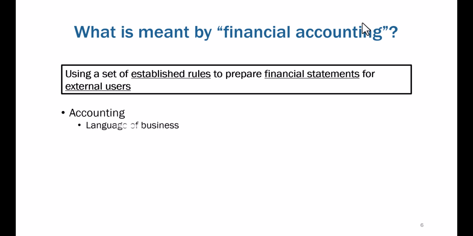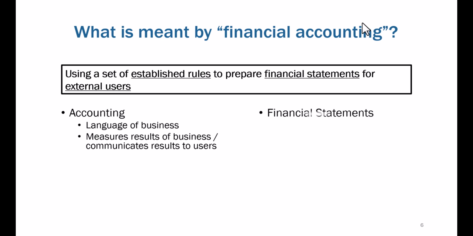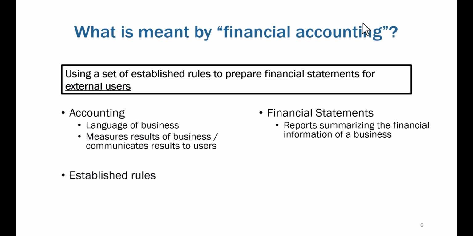Oftentimes accounting is described as the language of business. It is putting some information that we can understand to business activities. Oftentimes we are quantifying it, measuring it, and then communicating it. Financial statements are reports that summarize the financial information of a business. So the language is summarized into financial statements, and they're going to be using established rules. In accounting, we call those generally accepted accounting principles. Most folks in the field will simply say GAAP.